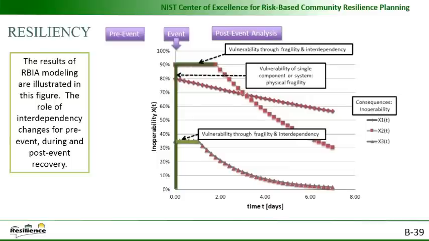Fragilities are represented at or near time t equals 0. The inoperability per system illustrates the consequences over time. The role of interdependency changes for pre-event, during, and post-event recovery.